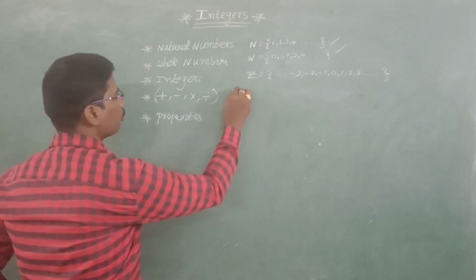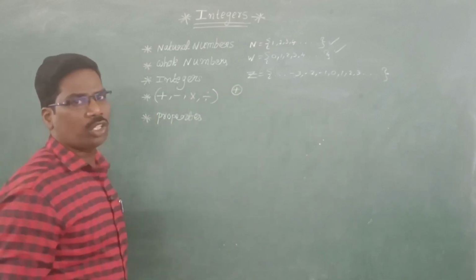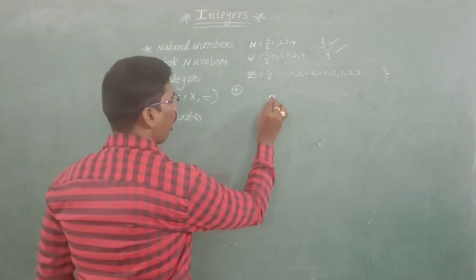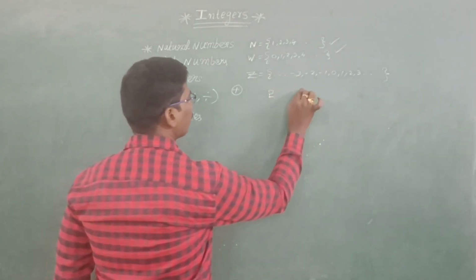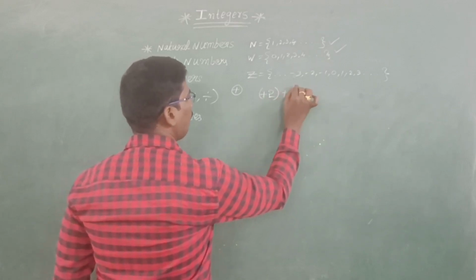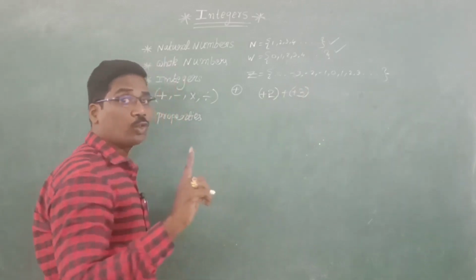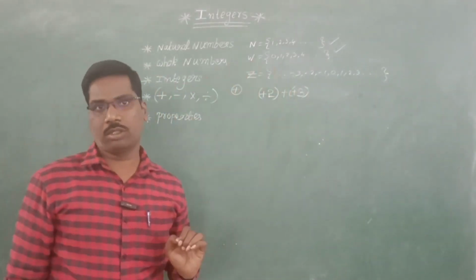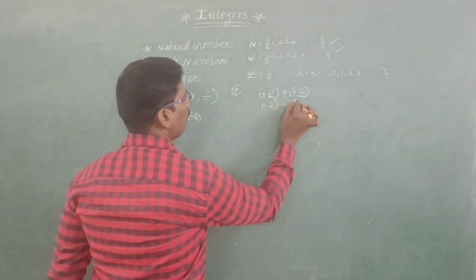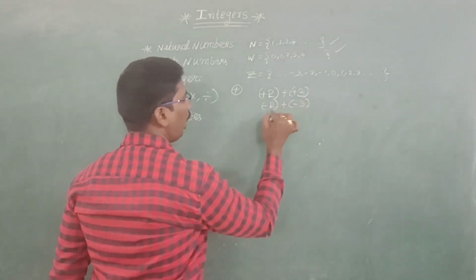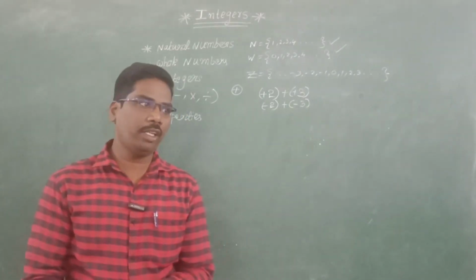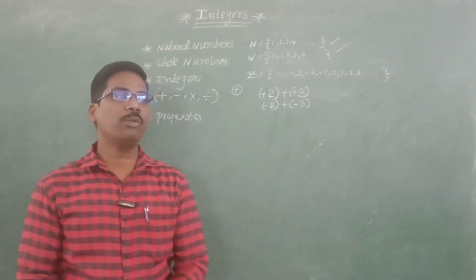First of all, addition. I will take only two numbers, and using these two numbers I will explain how to do it. Now see, I am taking 2 and 3, plus 2 and plus 3. The sum of two positive integers. The sum of two negative integers: I am taking minus 2 and minus 3, and adding.